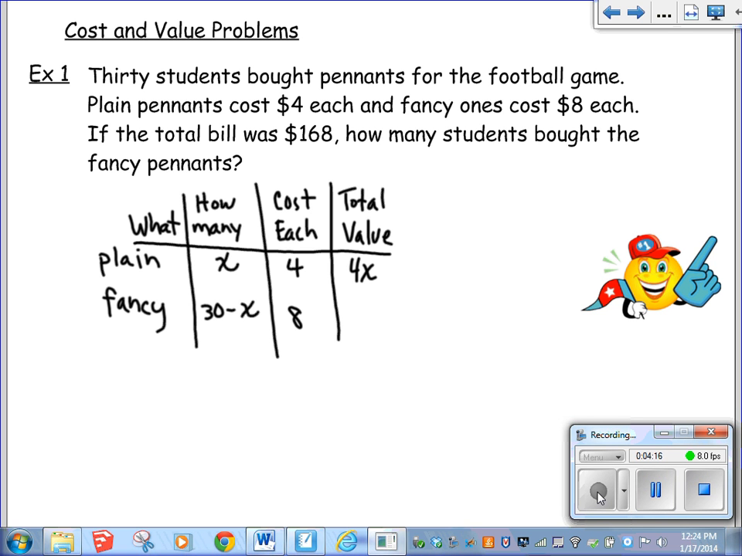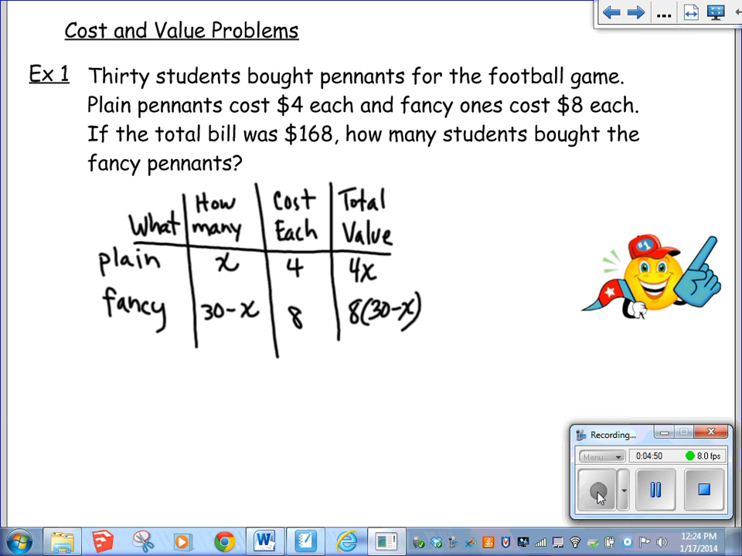All right. So Mikey, what's the total value of our fancy pennants? Would it be 30 minus 8x? Well, we have to take how many and multiply them by how much they each are. How would we write that algebraically? 8 times 30 minus x. Very good. 8 times the quantity 30 minus x. All right. So we've broken this problem down. We're ready to write an equation.